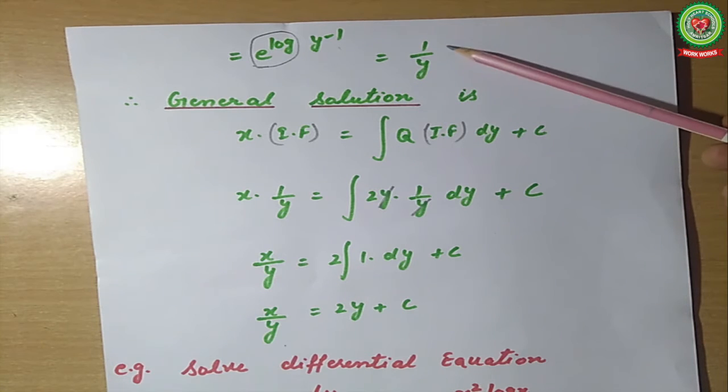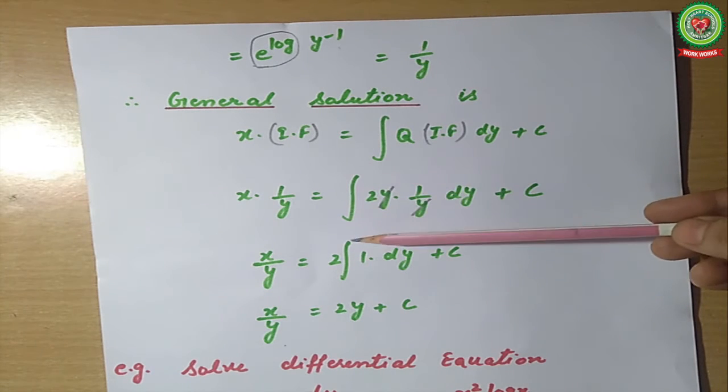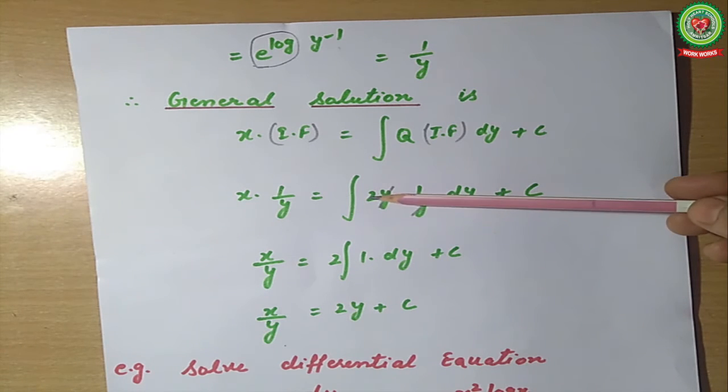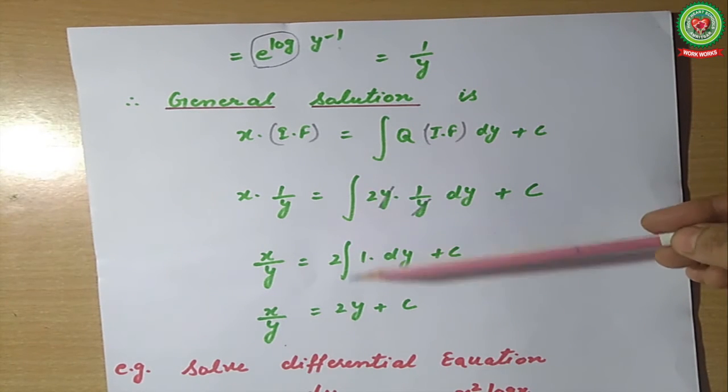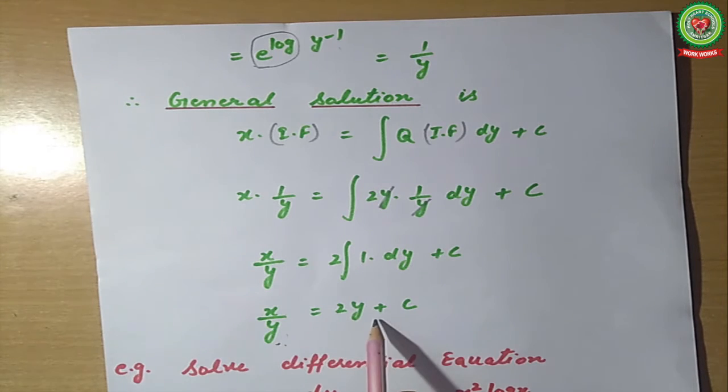Now the integrating factor is 1 upon y. We will put the integrating factor as it is there. Integrating of q value is 2y into 1 upon y. y and y cancel, 2. Integrating 1 dy plus c. When we solve the equation, we will get the simple general solution: x upon y is equal to 2y plus c.